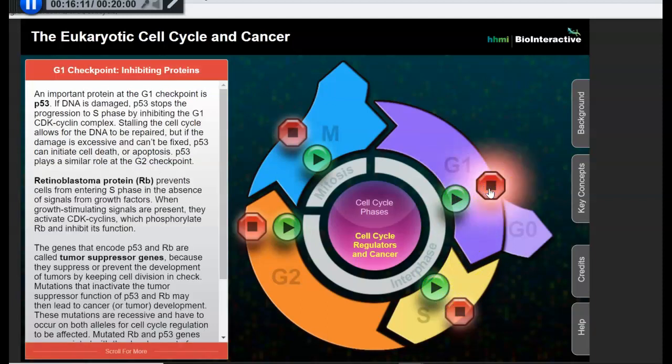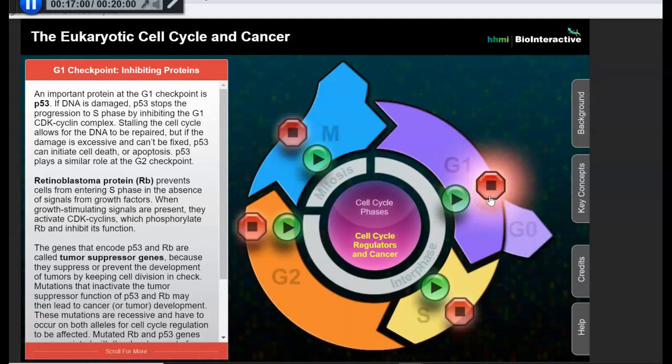But then there's also these inhibitors. So now we're looking at the inhibiting proteins. In this one, what you're seeing is that we have a protein called P53. And P53's big job is to check to see that the DNA is perfect, that it's not damaged. And if P53 sees any damage, it's going to stop any activity. Even if there's a growth factor that comes in, it's going to stop the activity. It's going to inhibit this CDK cyclin complex. It's not going to allow that phosphorylation.